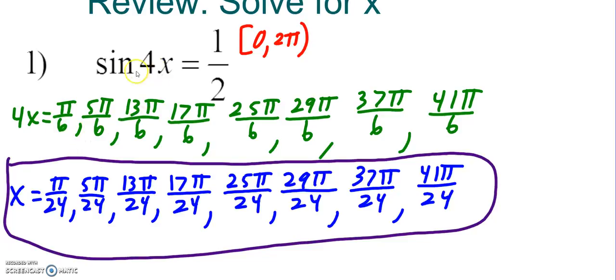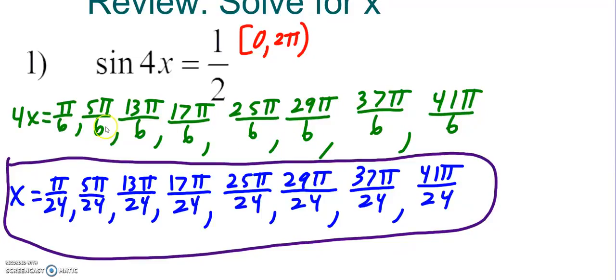All right, so for sine of 4x equals 1/2, first, remember, we want to just think about, okay, where does sine equal 1/2? But because of the 4x, I need to go 4 times around the circle because I'm trying to find all my solutions on the interval 0 to 2 pi. So sine equals 1/2 at pi/6 and 5pi/6, and then I just keep finding coterminal angles of each of those. So 5pi/6 plus 2 pi is 17pi/6, plus 2 pi is 29pi/6, plus 2 pi is 41pi/6.